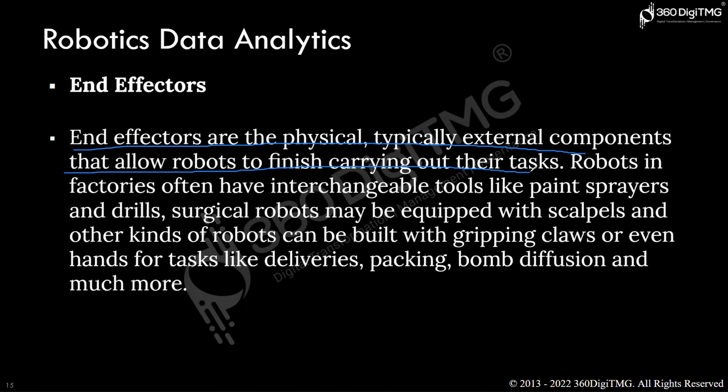The vehicle has gone with the speed of 100 and it has been turned. The task is done. It is done by end effectors. And robots in factories often have interchangeable tools like paint sprayers and drills. Surgical robots may have scalpels, and other kinds of robots can be built with gripping claws for tasks like deliveries, and much more.